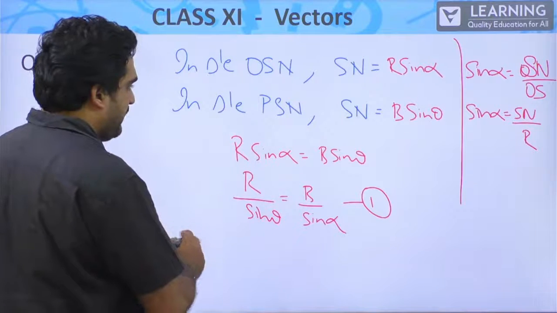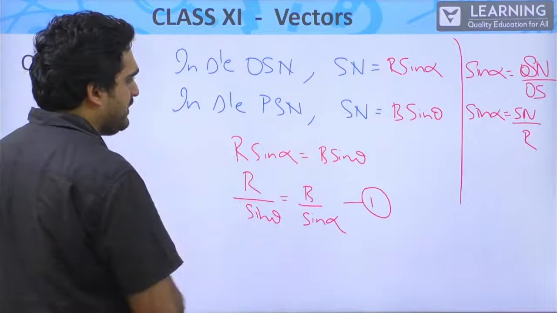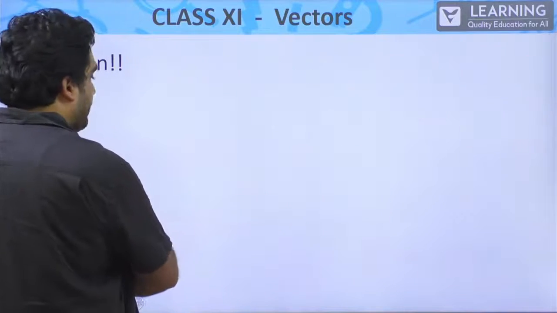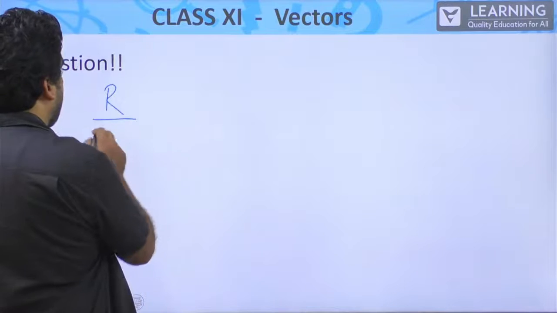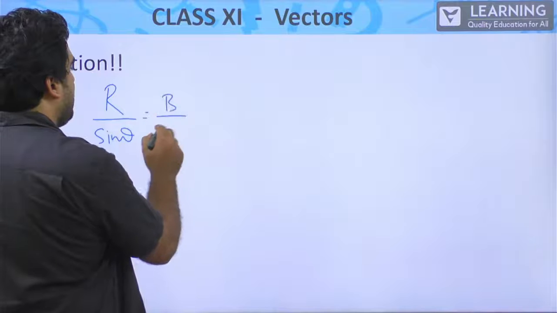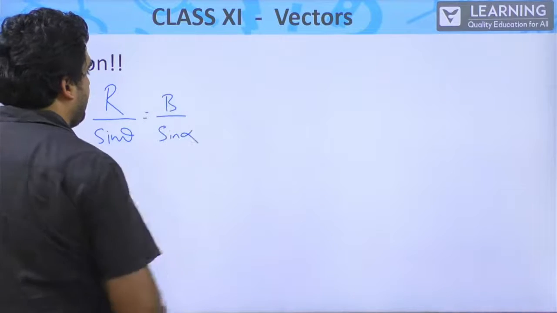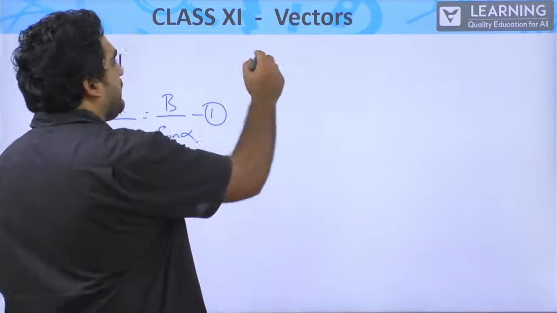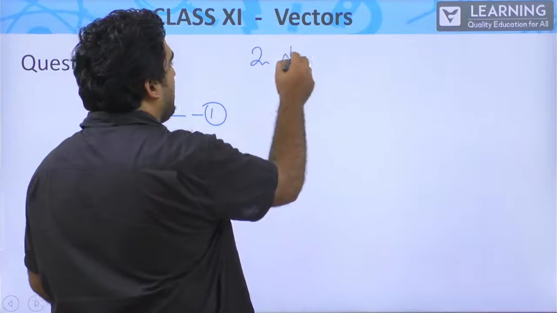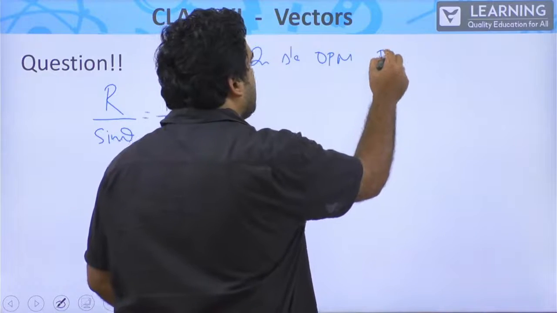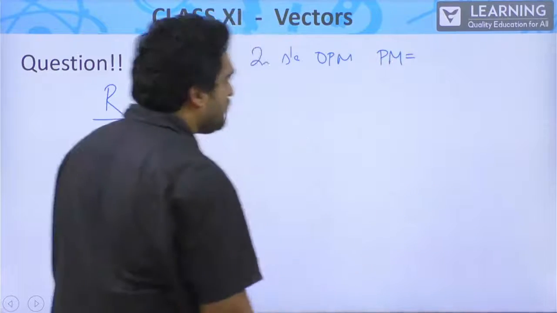Okay. So if you've made note of this, I think I'll erase this, but I'll write only this equation. R by sine theta is equal to B by sine alpha. We put that as equation number 1. Now, in triangle OPM, what is PM equal to?